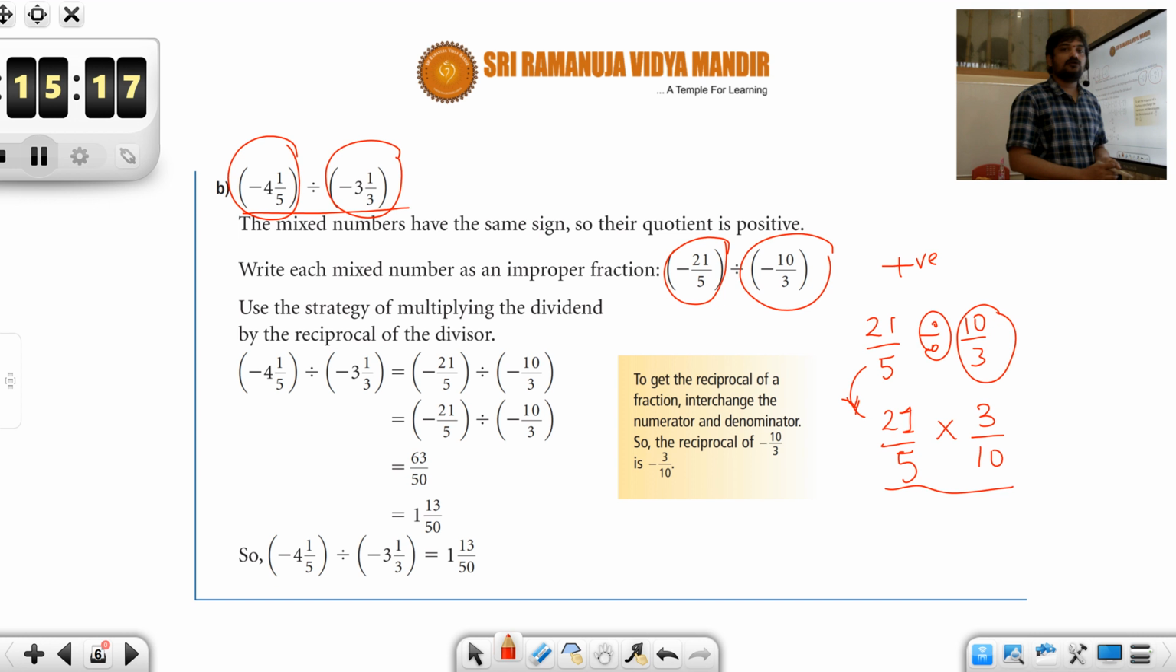So if you multiply the numerators 21 into 3 and denominators, we will get 5 into 10. Just evaluate these values. Do you see anything in common? 21, 3, 5, 10. You don't see anything common in numerator and denominator, right? So simply evaluate these products. So 63 upon 50. Okay, students. So 63 upon 50 is the answer.